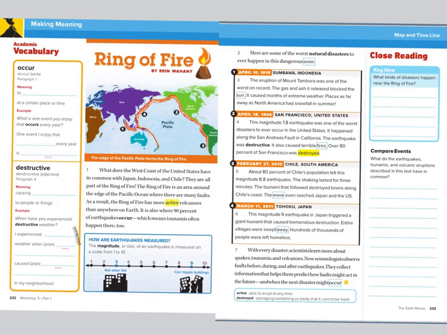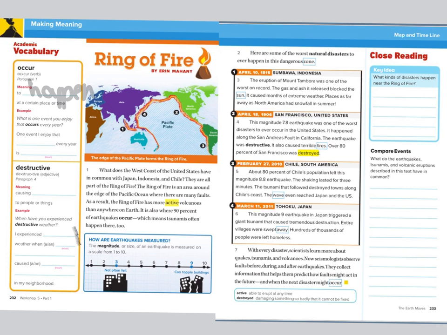Watch the screen. Okay, let's look at the article, The Ring of Fire. The first thing we're going to do is look at the vocabulary. On the left, the first word we have is occur, to happen in a certain place or time. If something occurs, it happens during that time.